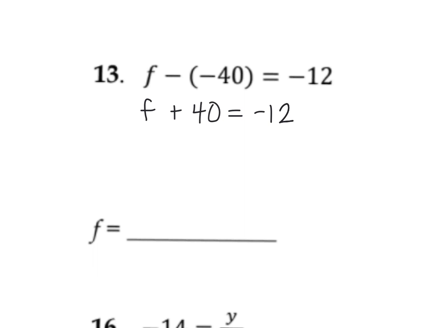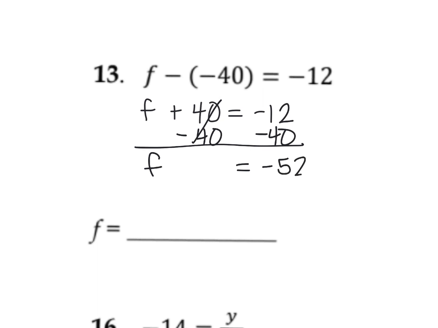So now that I have f plus 40, I can clearly see that I just need to subtract 40 on both sides. And I get f equals negative 52. Now the other way to think of that, if you did not want to rewrite the problem, is you had f minus negative 40, so you would add negative 40 to both sides, which again is the same as subtracting. So either way you would get the same answer.